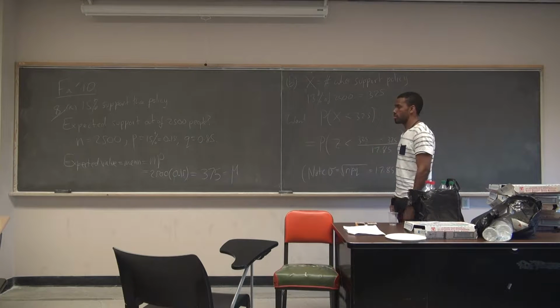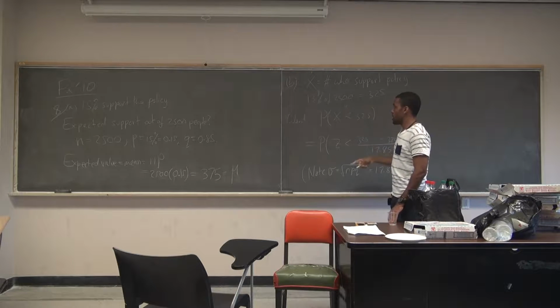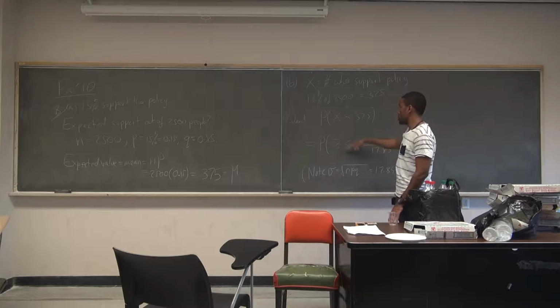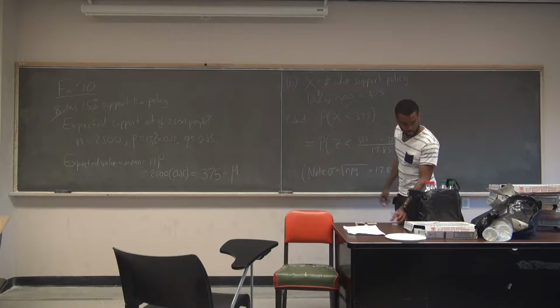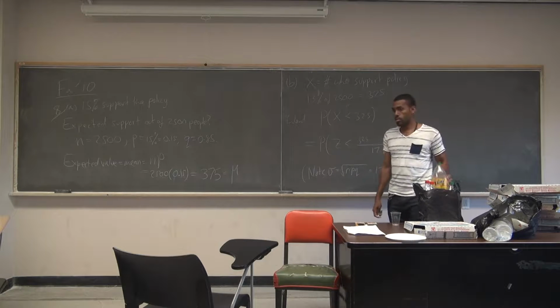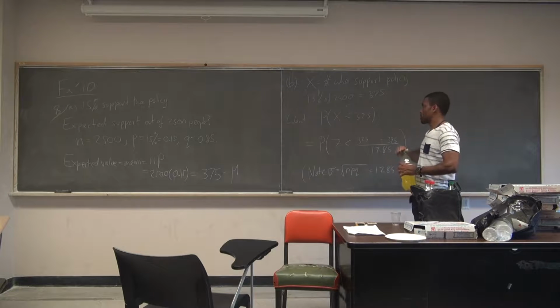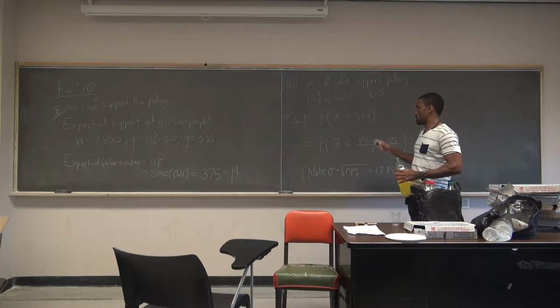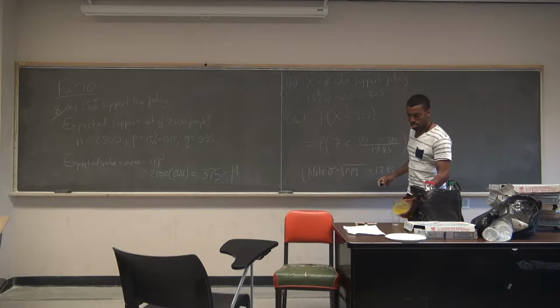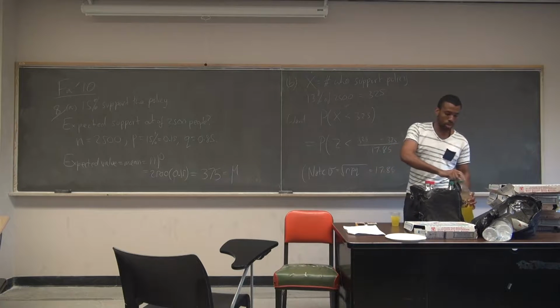But we have to do a continuity correction, right? Because remember, this is binomial, and now I'm using a normal. Once you use a normal to approximate a binomial, you have to do a continuity correction. So do I add a half or subtract a half? It's less than, so is this an upper bound or a lower bound? Upper bound. You add a half to the upper bound, you subtract a half from the lower bound. So here we're going to add a half.